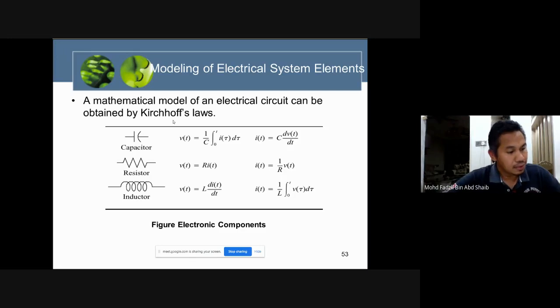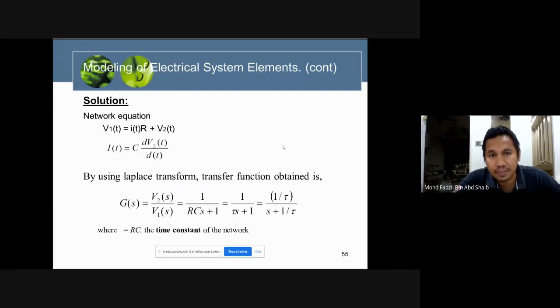For the capacitor, in the T domain it is C dV/dt, right? So we change to the S domain, it becomes 1 over Cs. For the resistor, R, it is still R in the S domain. And for the inductor, L, when you change to the S domain, it becomes Ls.